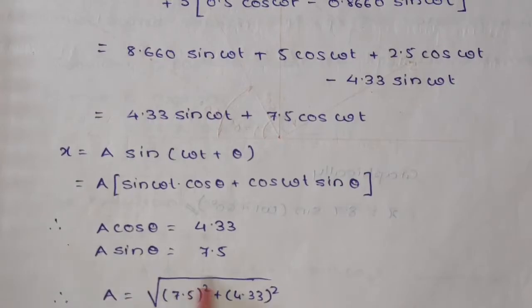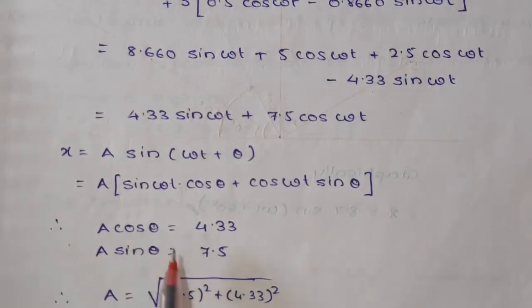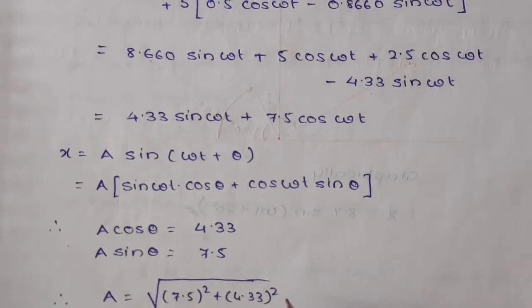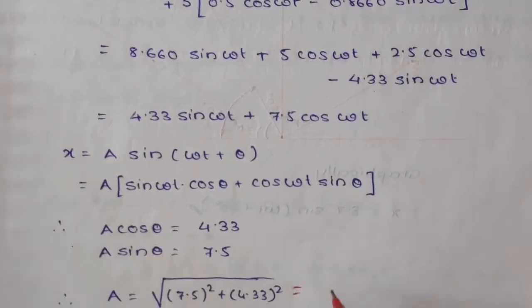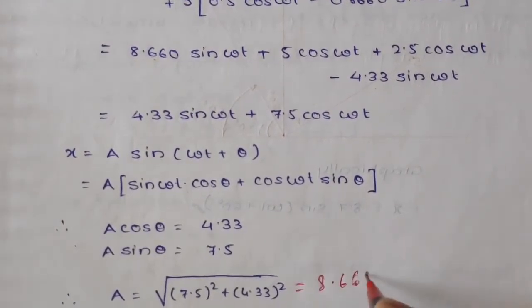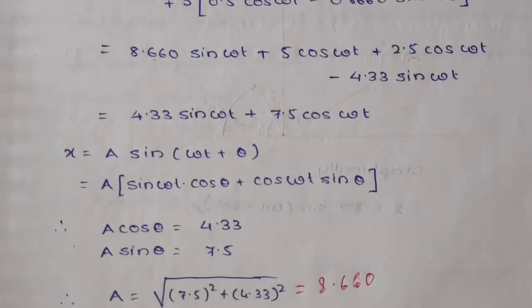So A is equal to root of A cos theta the whole square plus A sin theta the whole square. That is 7.5 the whole square plus 4.33 the whole square. So when I equate and simplify this, it comes to 8.660.